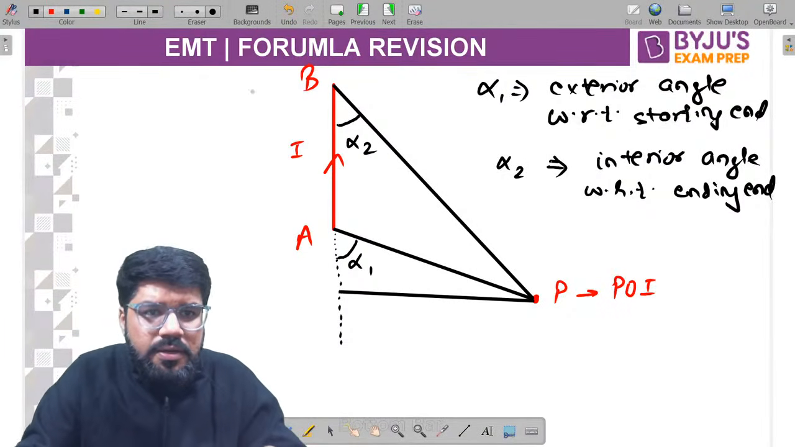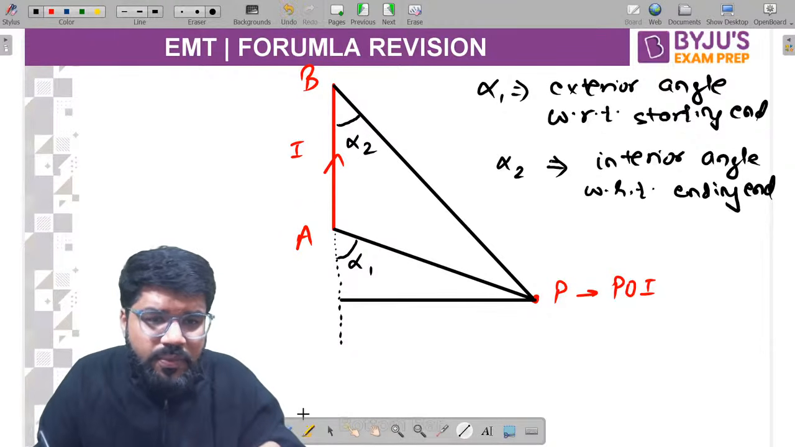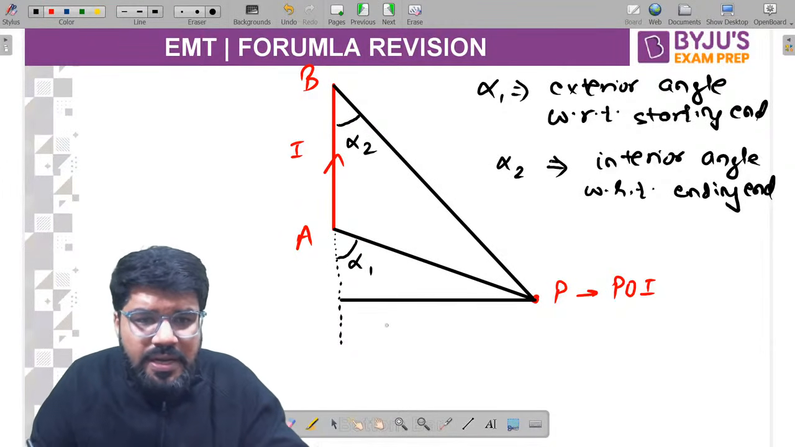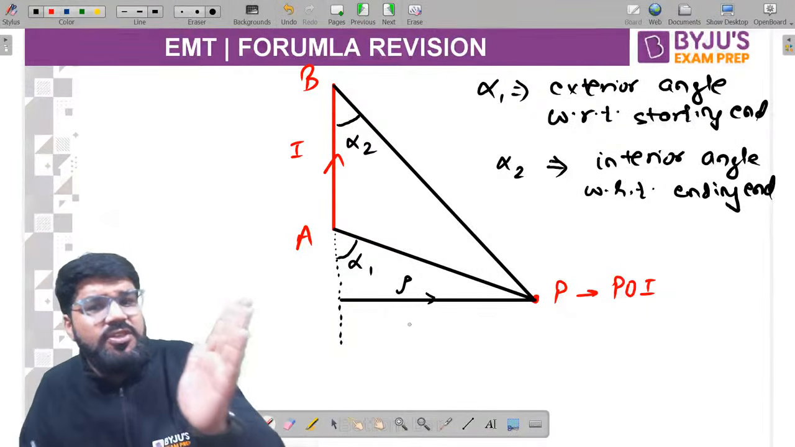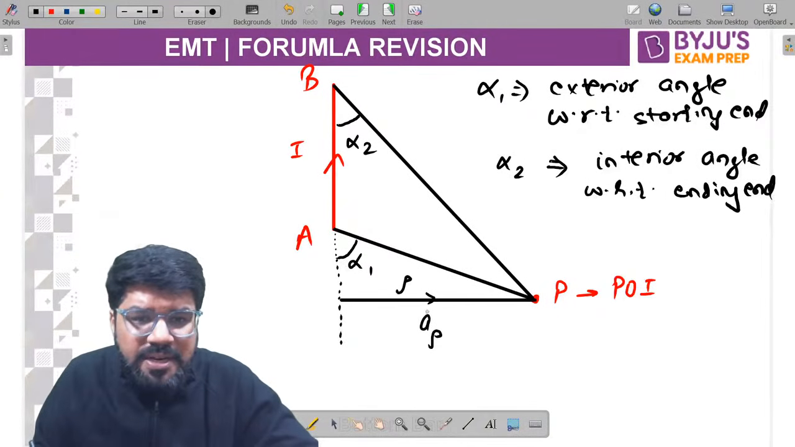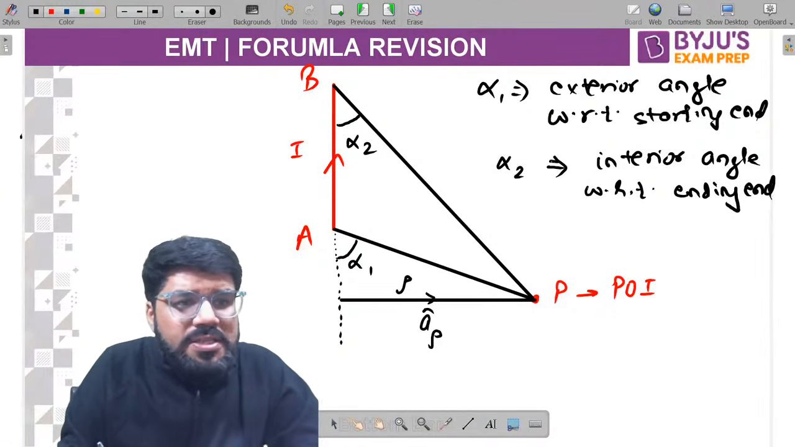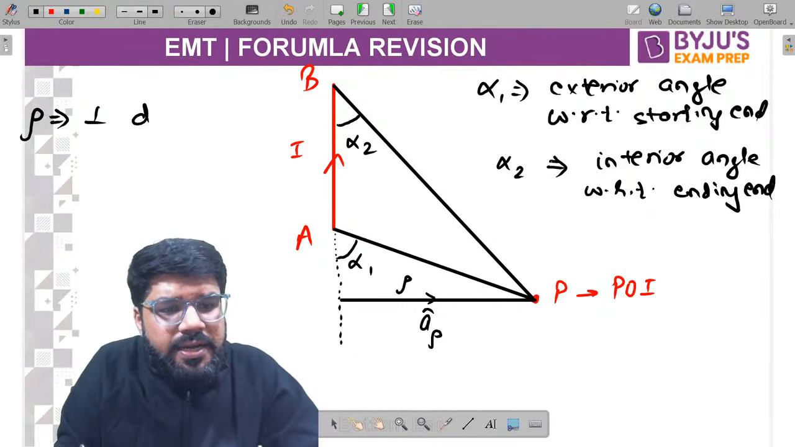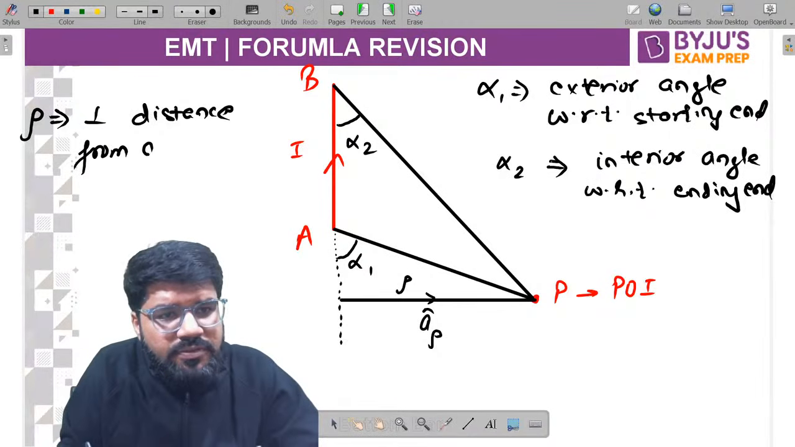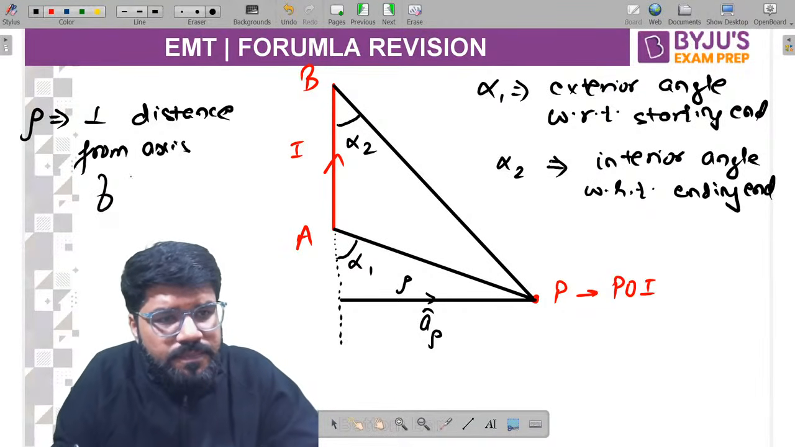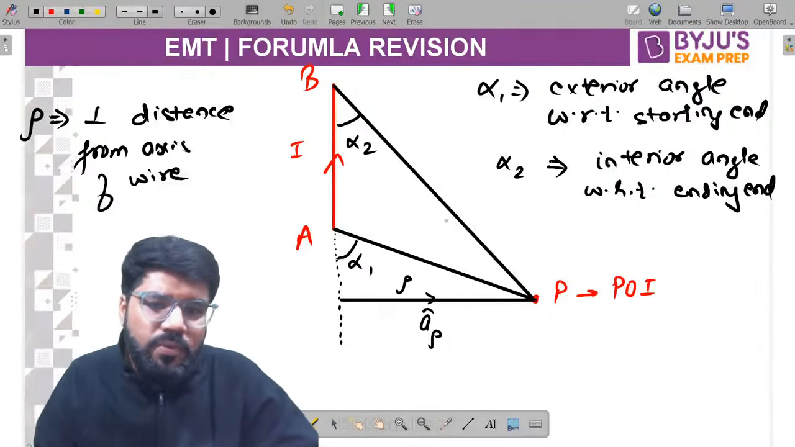Let me redraw this. You need the perpendicular line here from the axis of the wire to the point of observation, and the distance of this line is known as rho, and the direction from the axis of the wire to the point of observation is represented by the unit vector A rho. Let me write down rho also here. It is the perpendicular distance from the axis of the wire.